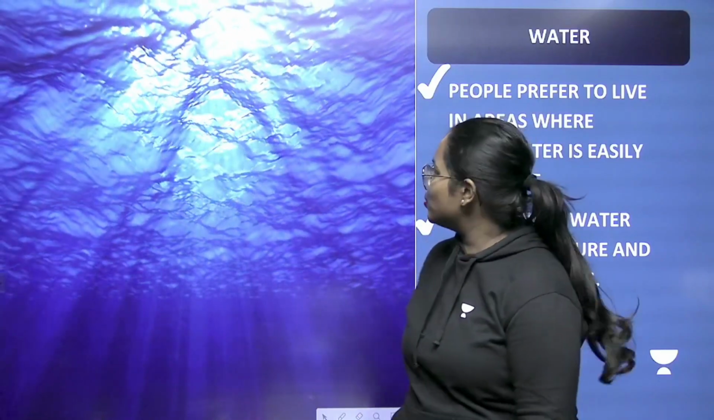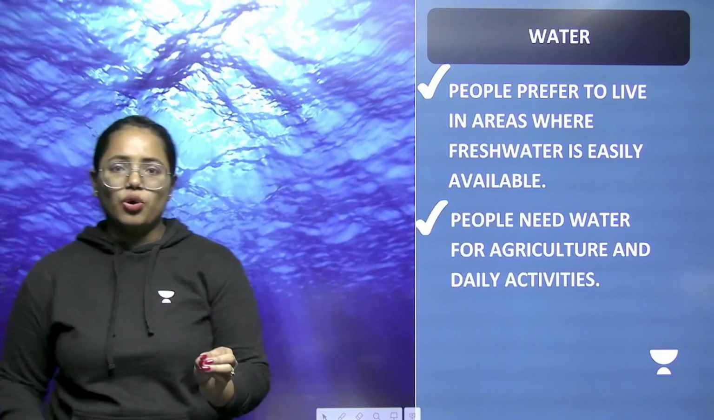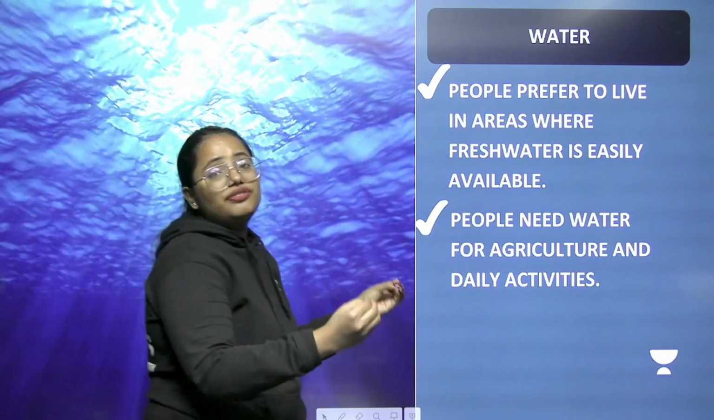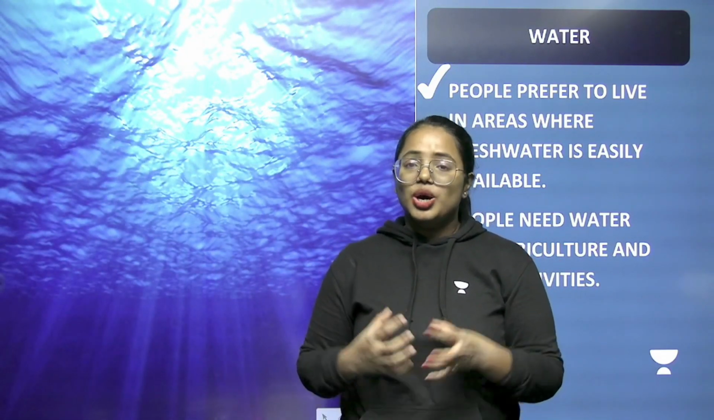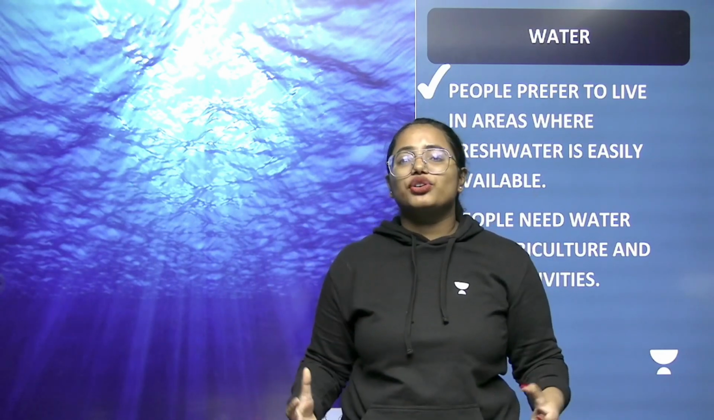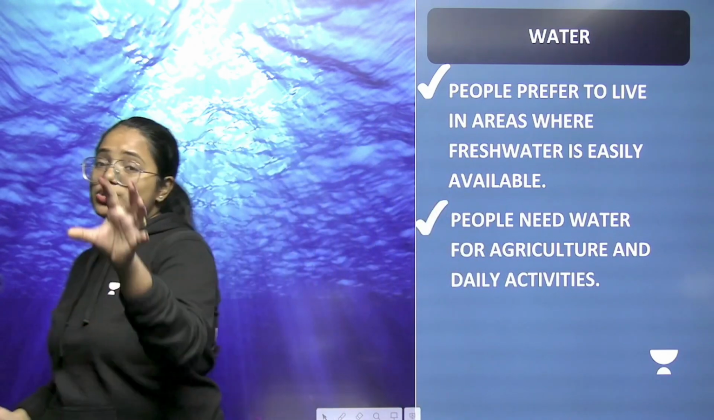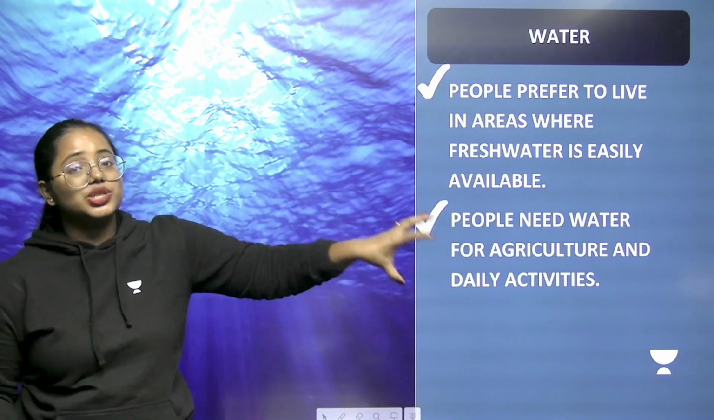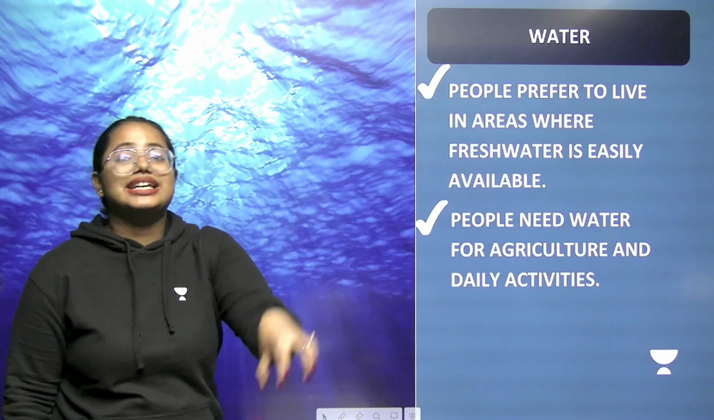Oh, what is the next one? Water. Without water, there is no life, right? So water is very essential in our day-to-day lives. People always try to live in places where they have easy access to freshwater resources. Why? Because they need water for their day-to-day activities and also for agricultural purposes. So people prefer areas where freshwater availability is high and easily approachable.